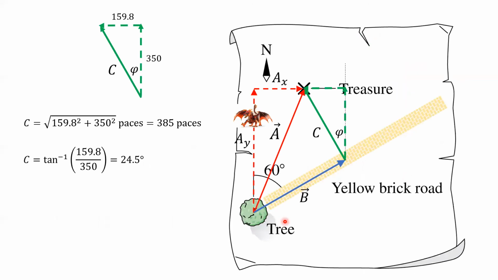And there's our answer. Once you've walked your 300 paces down the yellow brick road, turn and face, as I would put it, 24.5 degrees west of north. See that? If you're facing north, you'd have to turn towards the west. So we say 24.5 degrees west of north. That's your bearing or heading. Is it heading or bearing? I forget. And then you walk 385 paces.